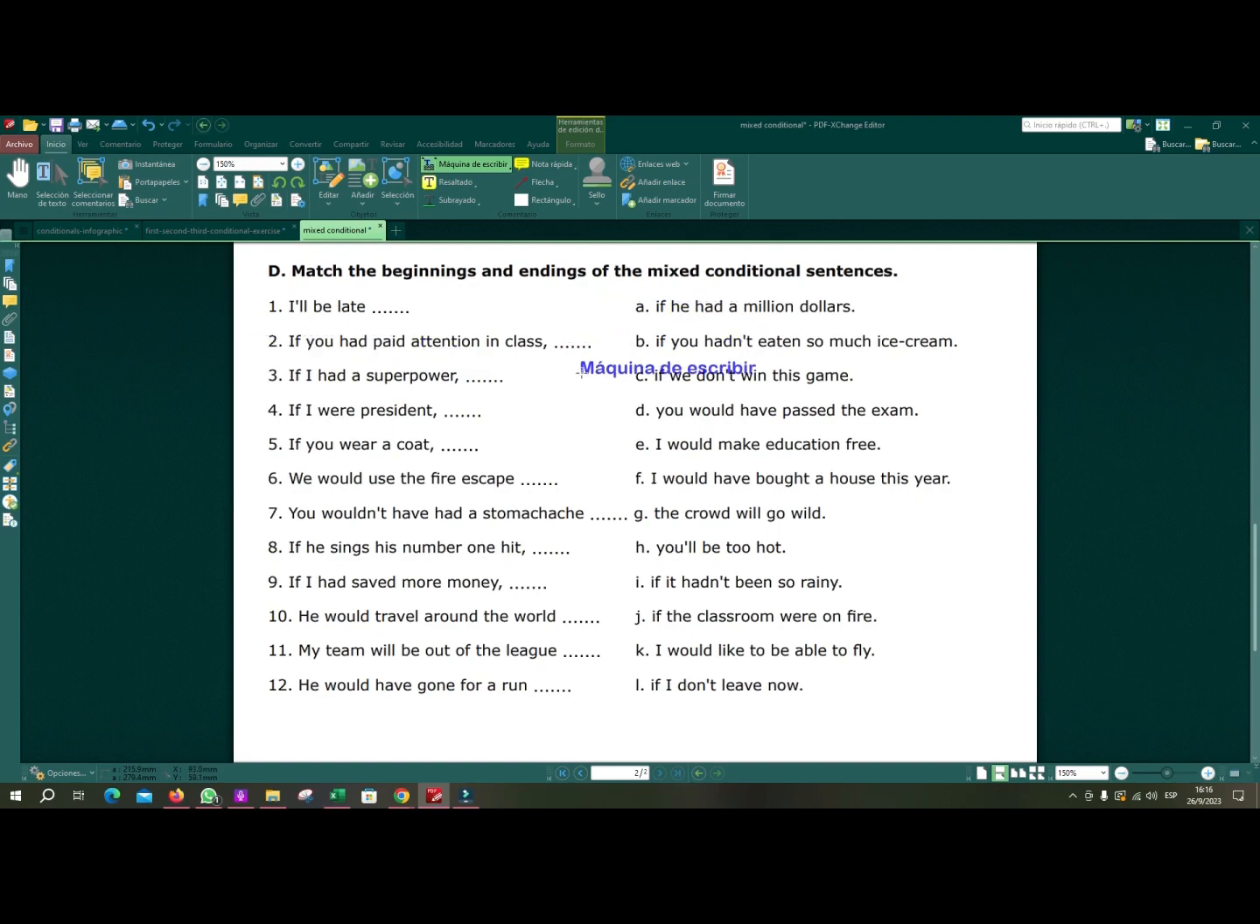So let's find the other clause in that case. That would be the if clause, right? Because here you have the main clause. So I'll be late if I don't leave now. That would be the answer for that one.